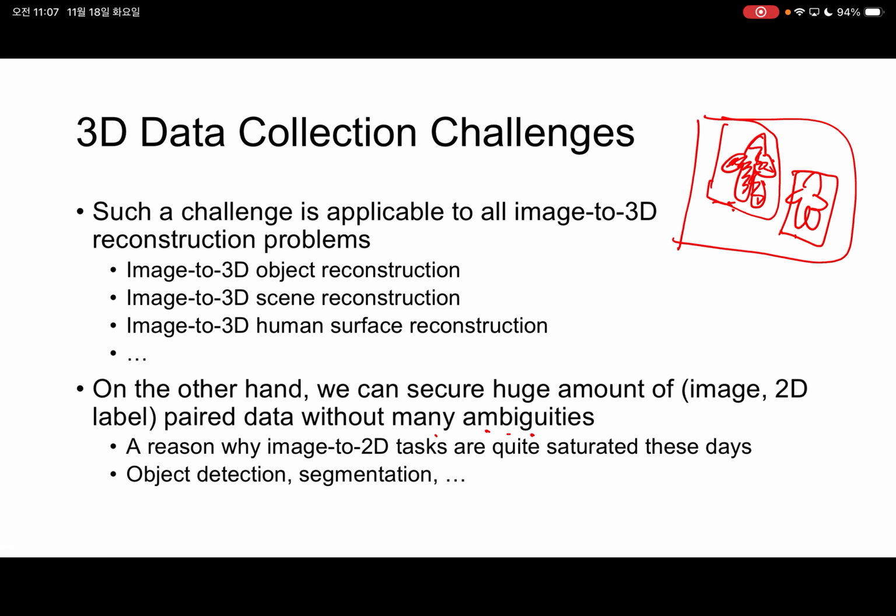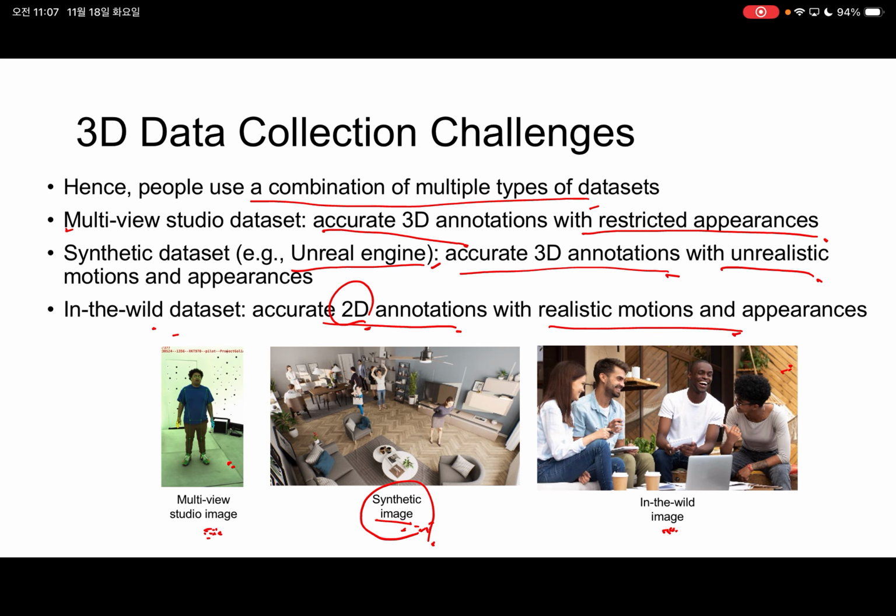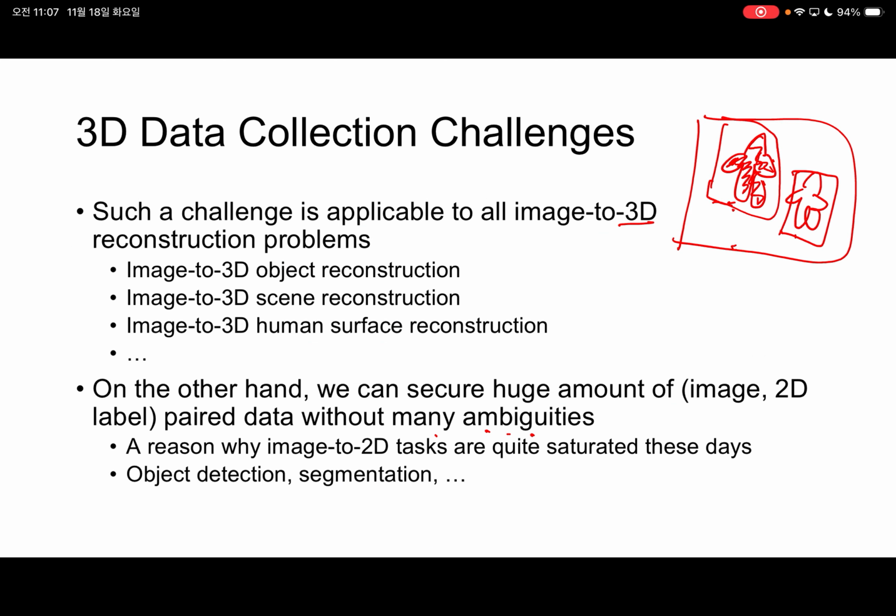If we have this kind of 3D data, although we have infinite money and time, we cannot get 3D data from this image. Because multi-view geometry theory tells us that we cannot get 3D data from a single image. Although we have infinite time and money, we cannot. But for 2D tasks, like object detection, segmentation, or many other 2D tasks, if we have infinite time and money, we can secure a huge amount of data. Such data sets can be used to train your network.